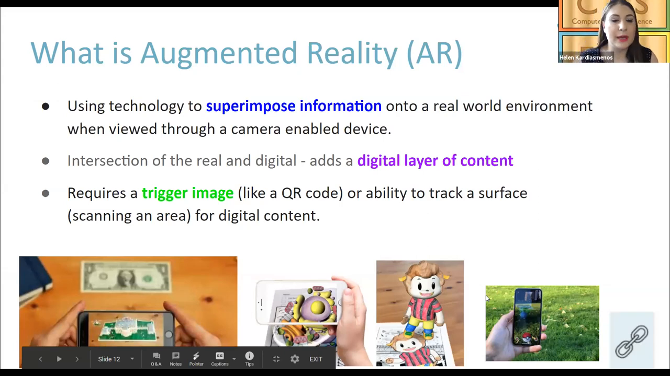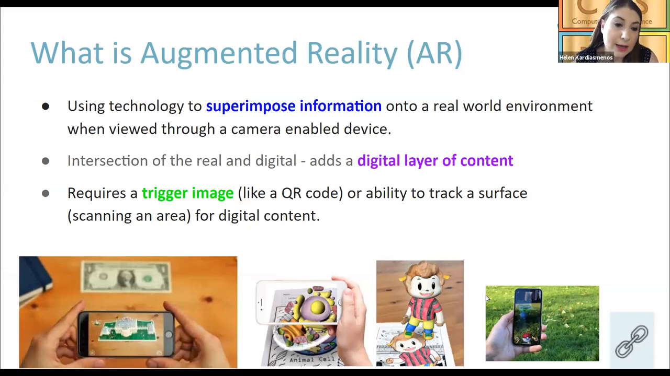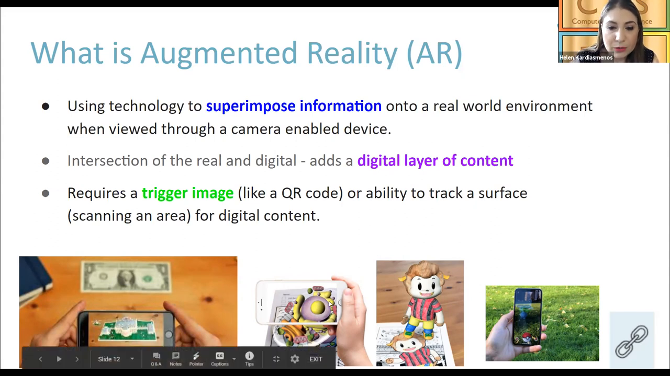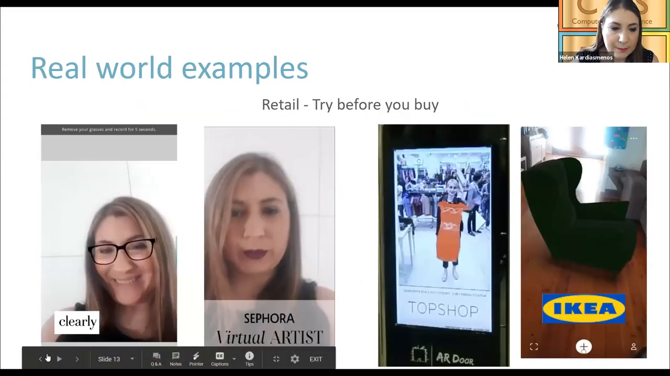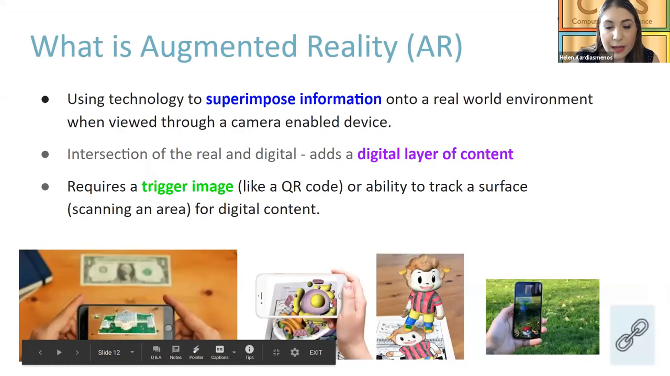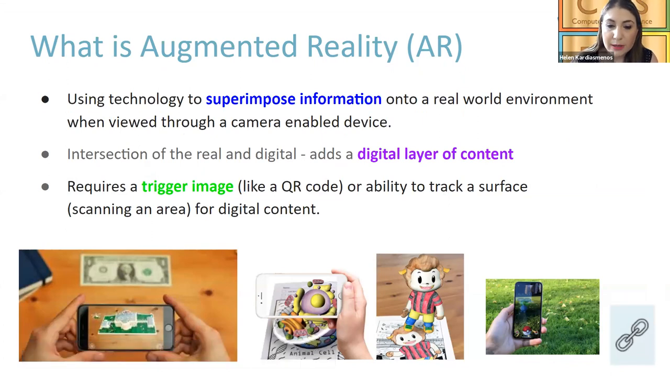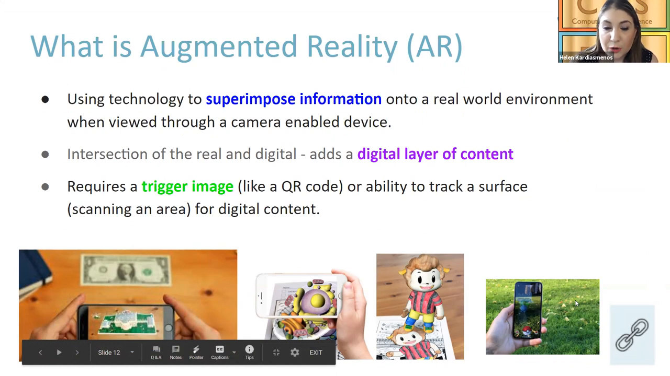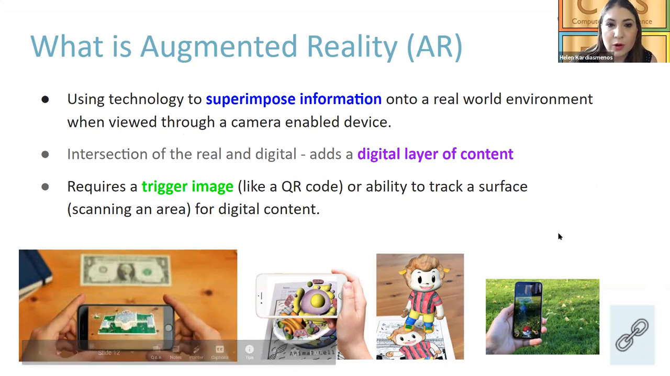Fabulous. So you can see with our examples here, we've got a $100 bill, and then superimposed on top of that $100 bill is a digital image of a building. The one in the middle is an app called Quiver. And basically with Quiver, it's a colouring in page. So a student might colour in the image and then use the Quiver app to turn that image into a digital 3D layer of content. And obviously the one right in the corner is Pokemon Go, which is the most famous example of augmented reality that most people have had some experience with in the past.